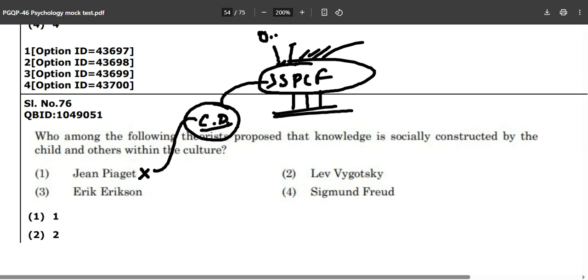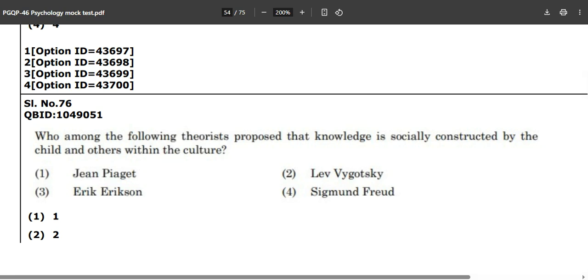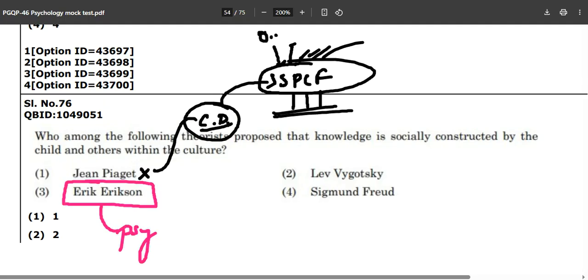Now, Erik Erikson is what? Erik Erikson gives you the psychosocial development theory, where we are told about the 8 stages. Also, he talked about gender labeling, gender and all those things. And about Sigmund Freud, obviously he will not talk about social construction any day.